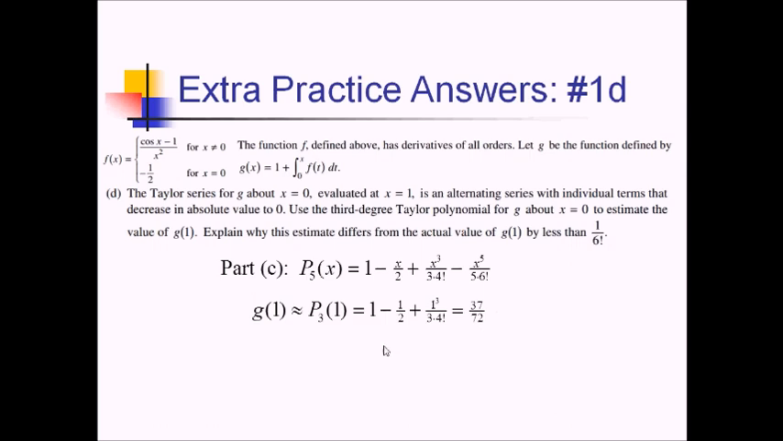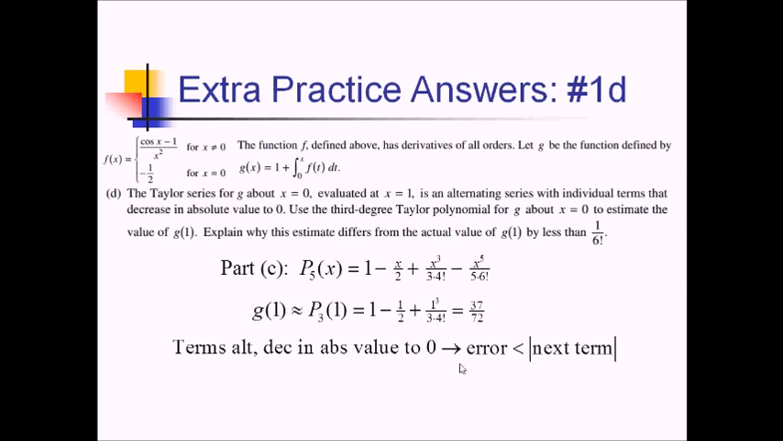Next, we want to explain why this estimate differs from the true value of g of 1 by less than 1 over 6 factorial. Well, they didn't come out and spell it for us in so many words, but they noted here that this series is an alternating series with individual terms that decrease in absolute value to 0. Basically, they want us to use the alternating series error bound here. So that error bound states that if your terms alternate and decrease in absolute value to 0, then your error is less than the absolute value of the next term.